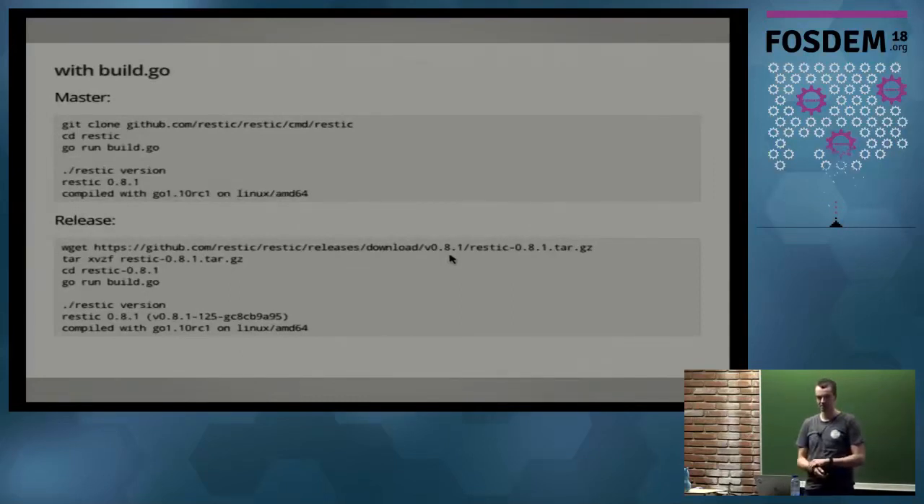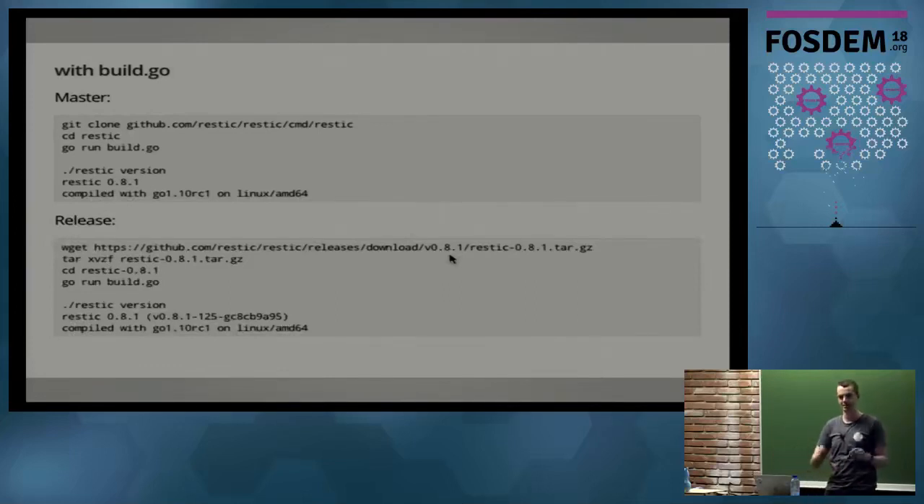So I wrote a small Go program called build.go, which you can just run with Go run, and it has a build tag of ignore, so it's not compiled with the usual Go code. And you can use it from a checkout of the Git repository, and you can also use it from a release tarball, which means that you can just clone the repo, go run build.go, or extract the tarball, run the same command, and then there you go and have a nice version number.